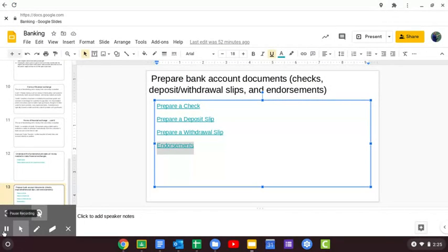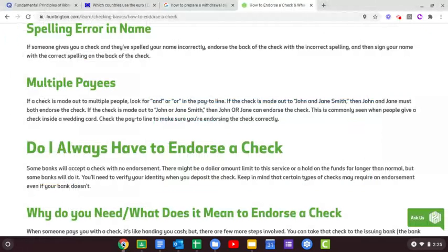Come back. So, continuing on the Huntington site, I found something else I like. Spelling error in name. If they spell your name wrong. If someone gives you a check and they've spelled your name incorrectly, endorse the back of the check with the incorrect spelling, and then sign your name with the correct spelling on the back of the check. So that's okay.